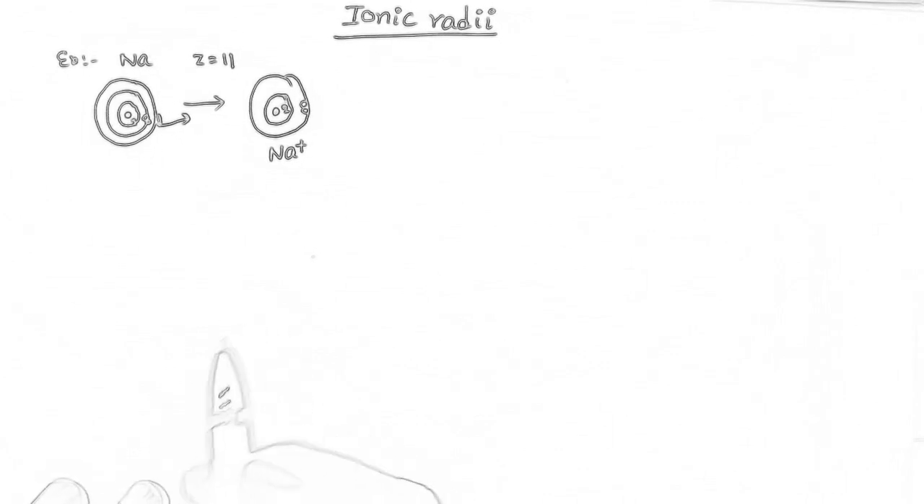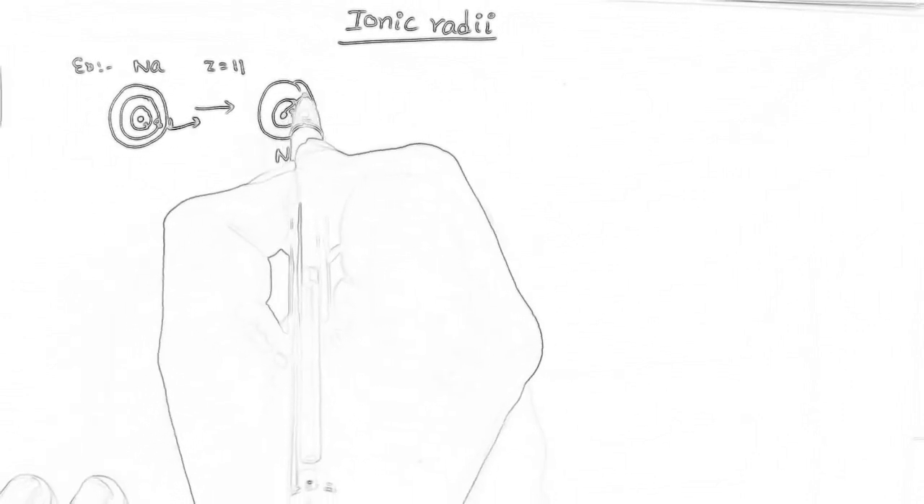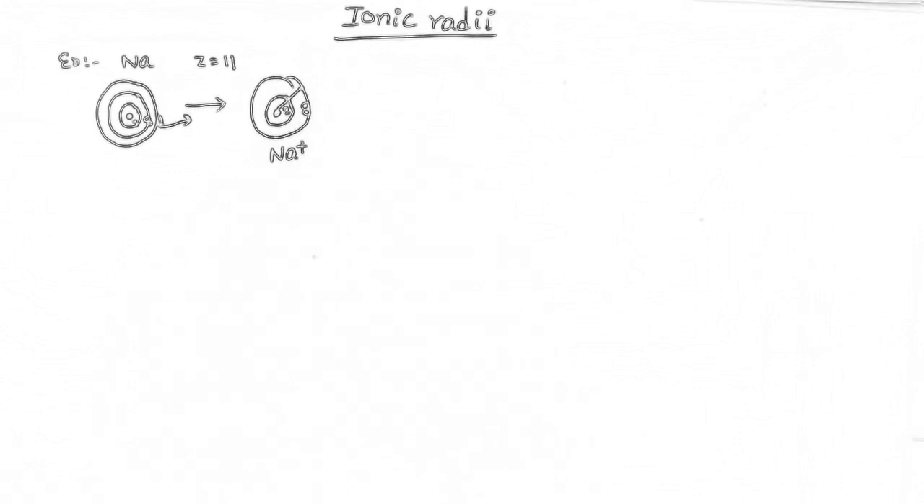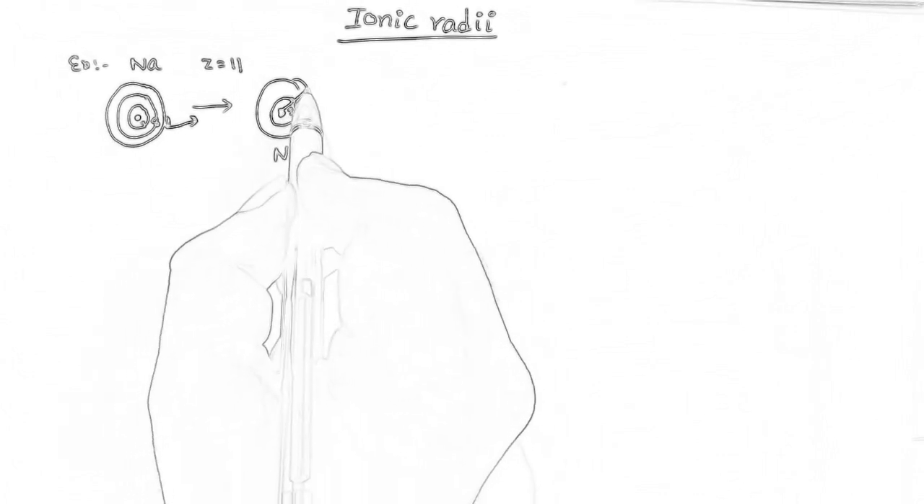Now for ions, how to define that ionic radii? The distance between the center of the nucleus to the outermost orbit of the ion. Okay, the distance between the center of the nucleus to the outermost orbit of the ion.